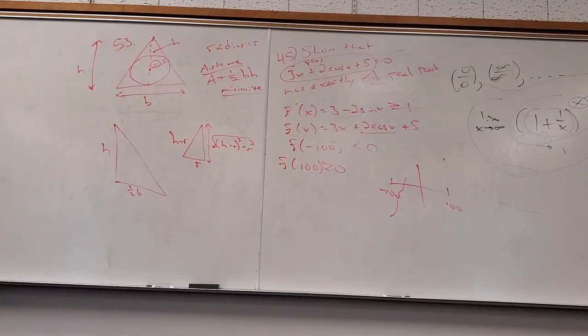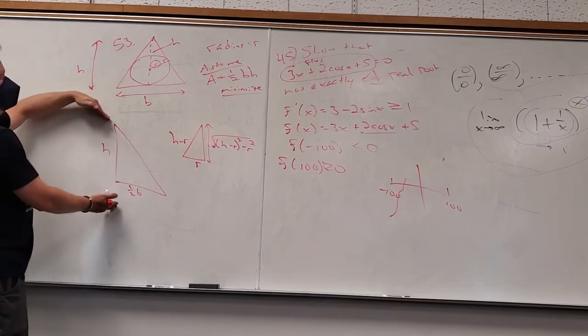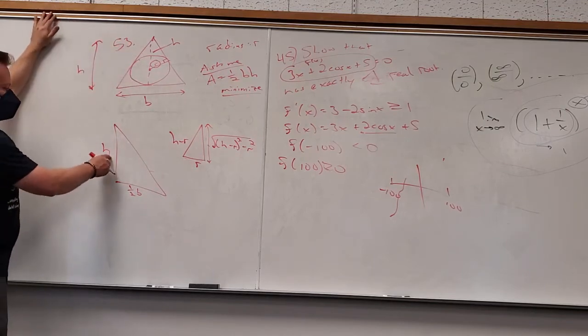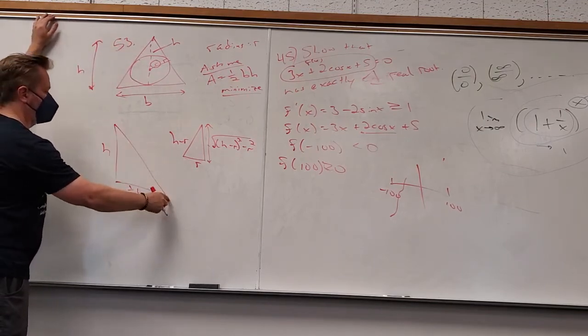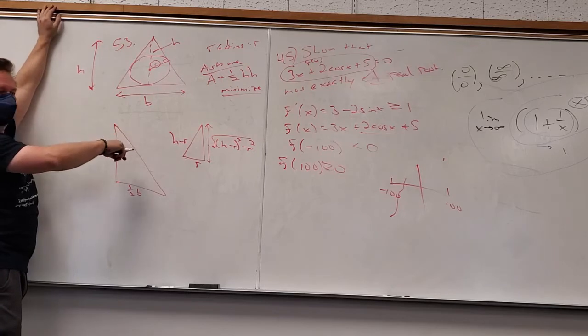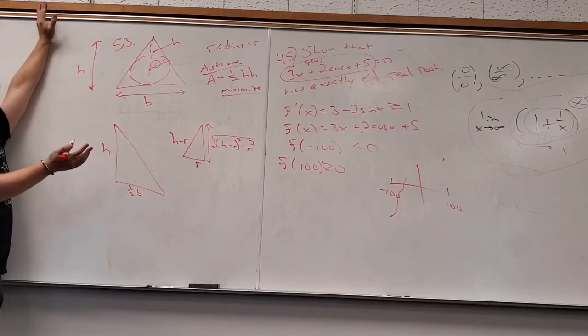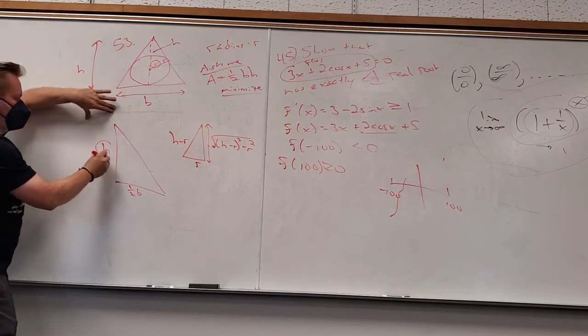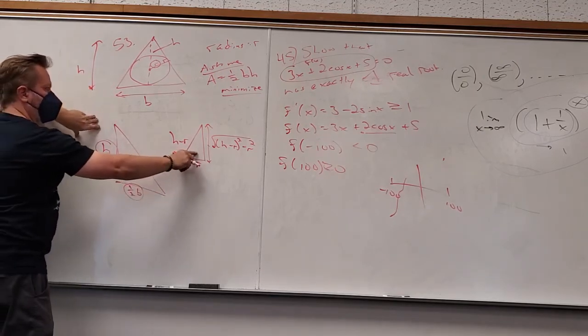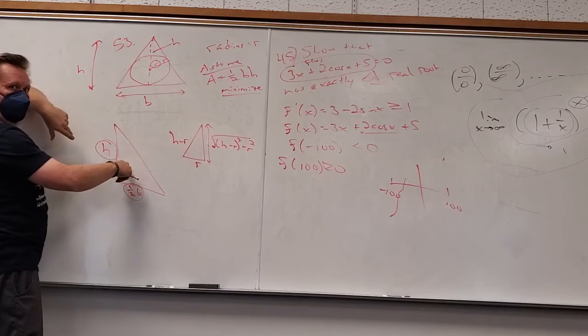So again, I got this big triangle, right? I got this part and this part. Do I really care about this part? No. I don't care about this part. You guys agree? Do you care about that part? So I have this side and I have this side. Then I have the little triangle that is similar to this one.